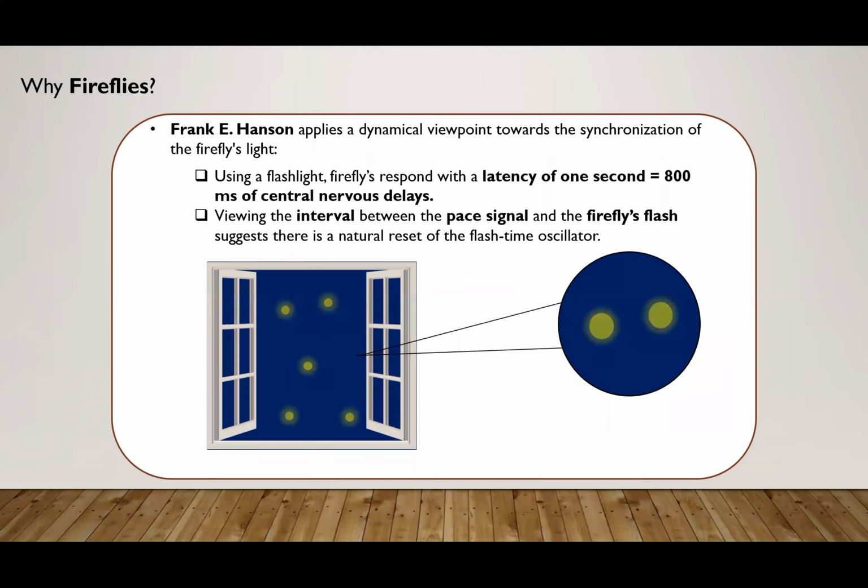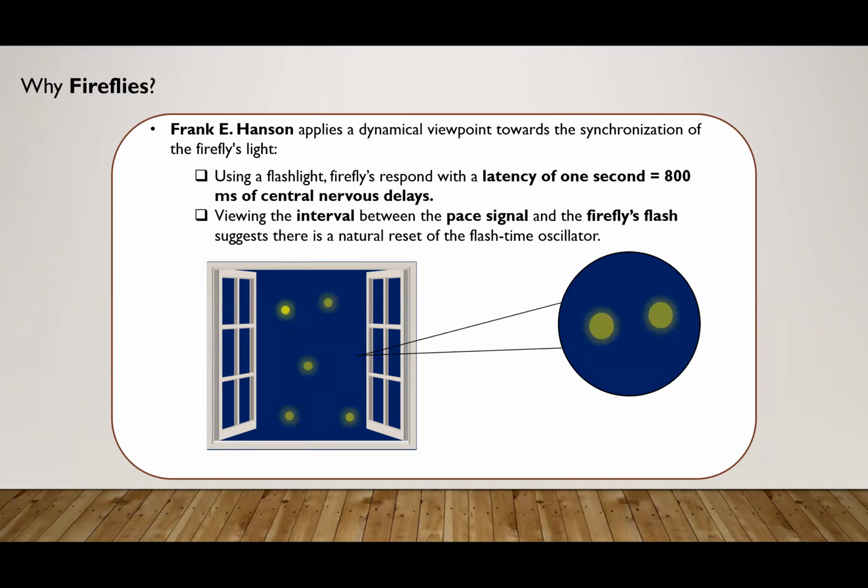Around the 1970s, a person by the name of Frank E. Hansen studied this application of fireflies, and a mathematical model was created that relates the synchronization of the firefly's lights with that of a stimulus, in which in this case a flashlight was used.